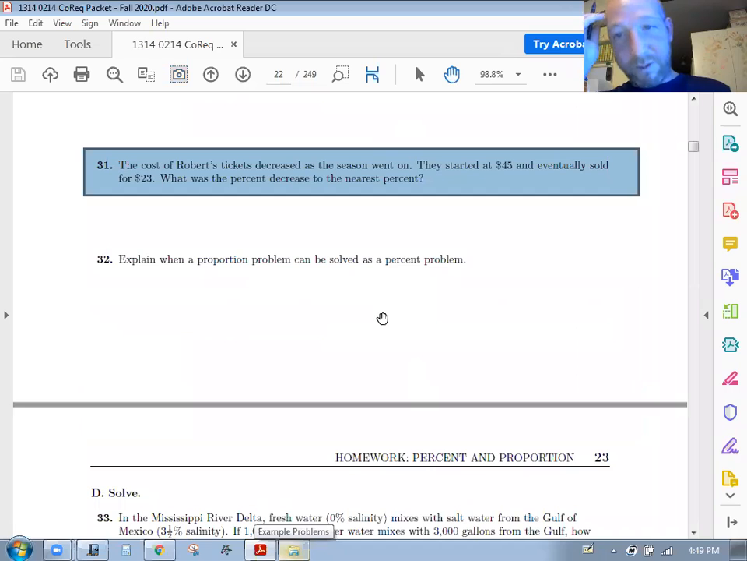All right, when can a proportion problem be solved as a percent problem? I don't know, I think they always can.